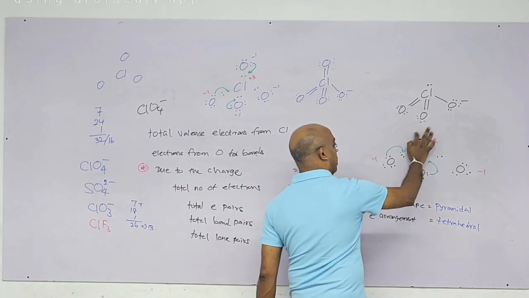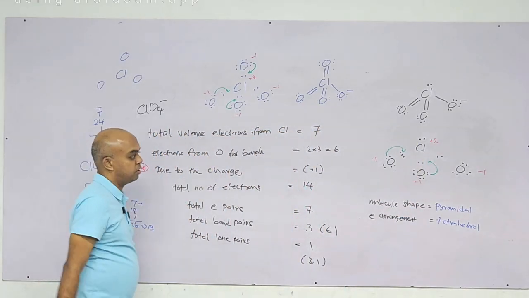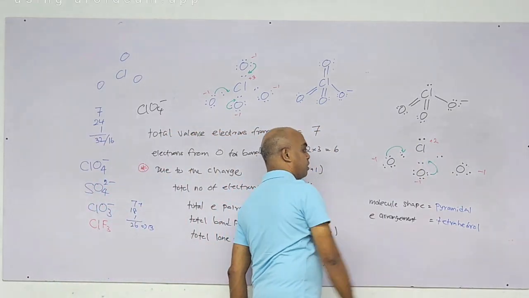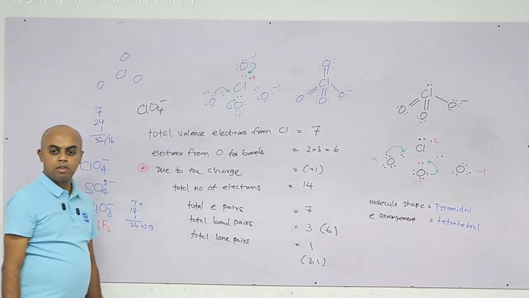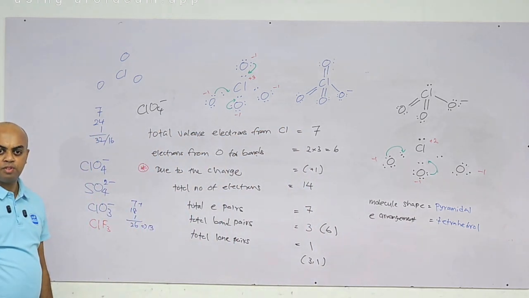5 has been allocated, 2 is missing, so plus 2. Then the electron arrangement like this, so minus 1 would be arranged here. Everyone understood this? Clear?